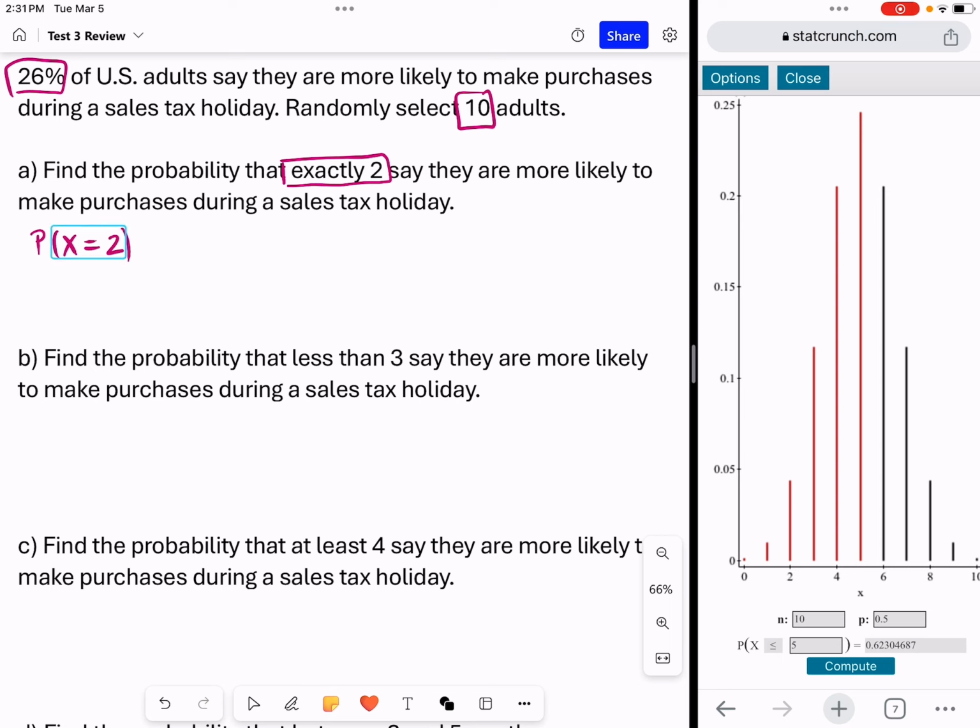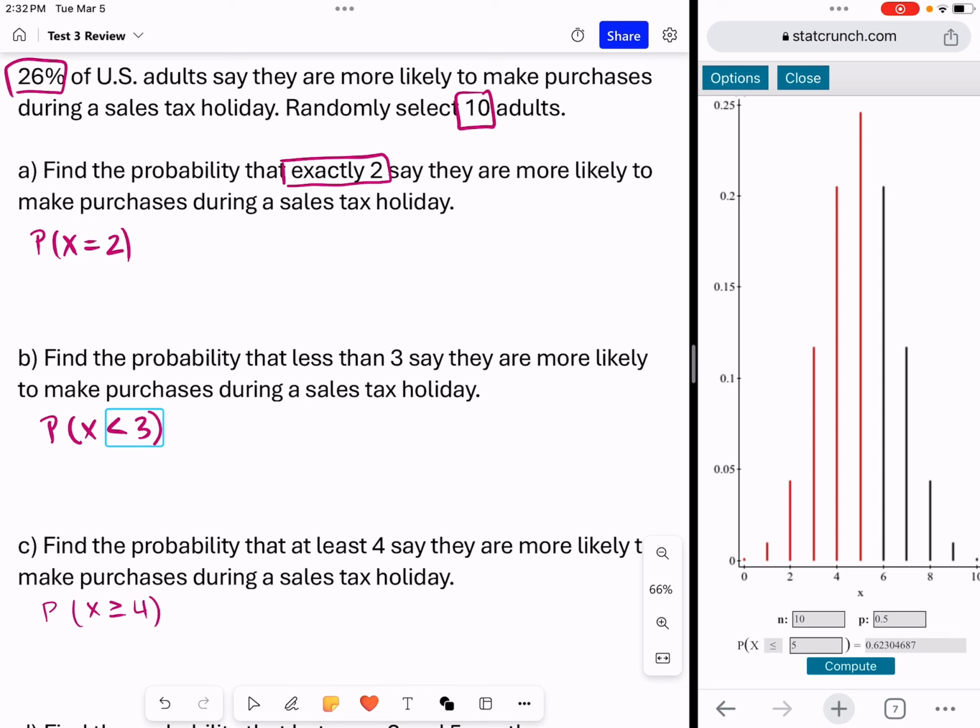Find the probability that less than 3 say that they are more likely to make purchases. So that would be the probability that x is less than 3. And then for this last one, find the probability that at least 4 say that they are more likely to make purchases. So remember, at least means that's the smallest number we can have. You have to be at least 21 to purchase alcohol. You have to be at least 18 to vote. So that's going to actually mean greater than or equal to 4.